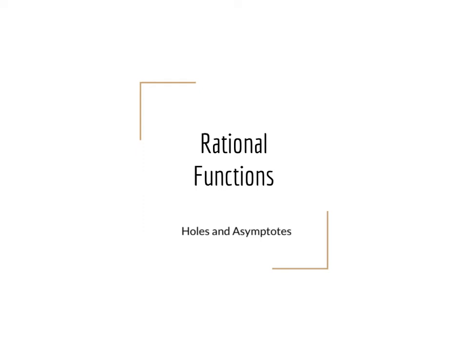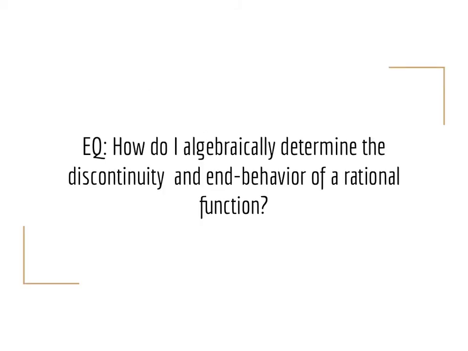In today's lesson, we're going to look at rational functions and how to algebraically determine where holes and asymptotes exist. So our essential question is, how do I algebraically determine the discontinuity and end behavior of a rational function? Because discontinuity is going to be determined by your holes and your vertical asymptotes, and your horizontal asymptotes would affect the end behavior of a rational function.